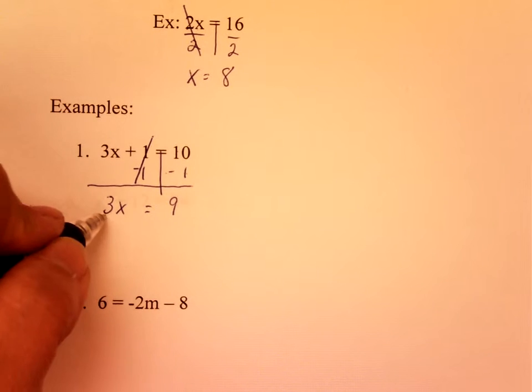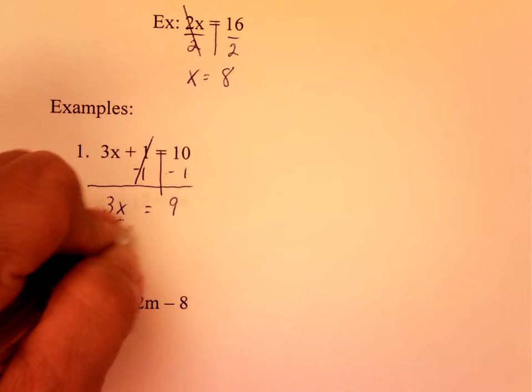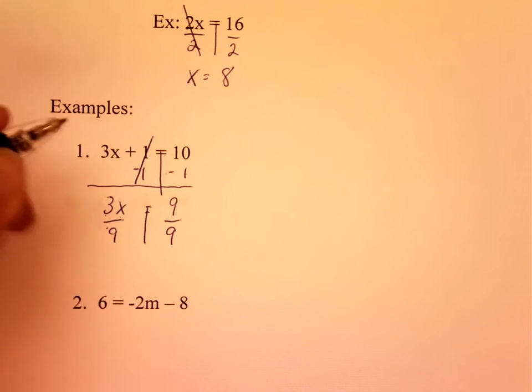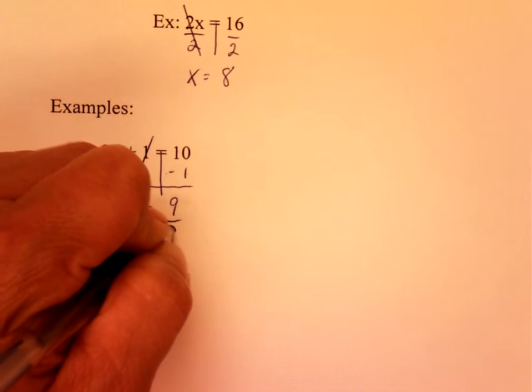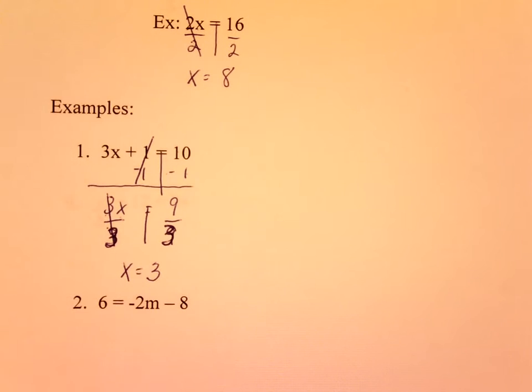Okay, so the inverse of multiplication is division, so you're going to divide by 9. Oops, sorry, divide by 3, and so x is equal to 3.